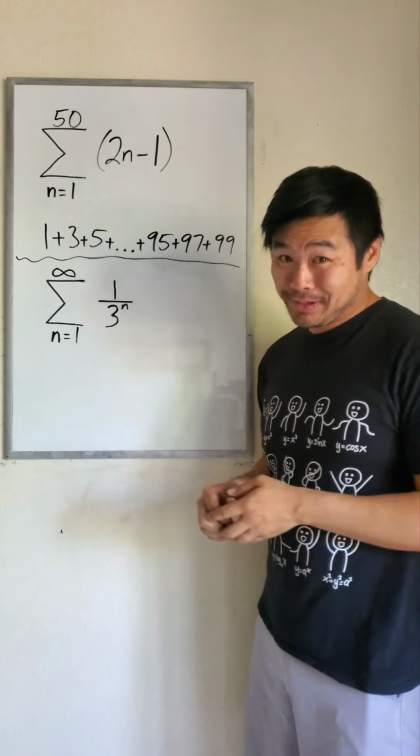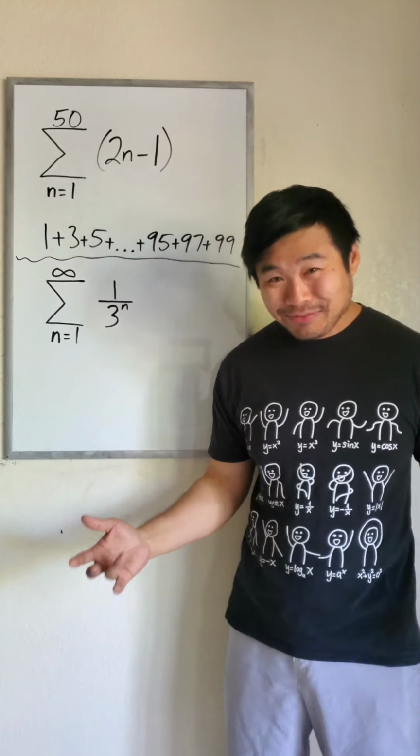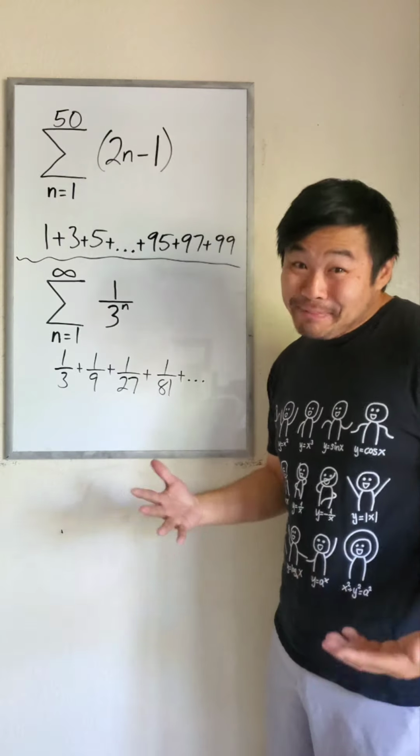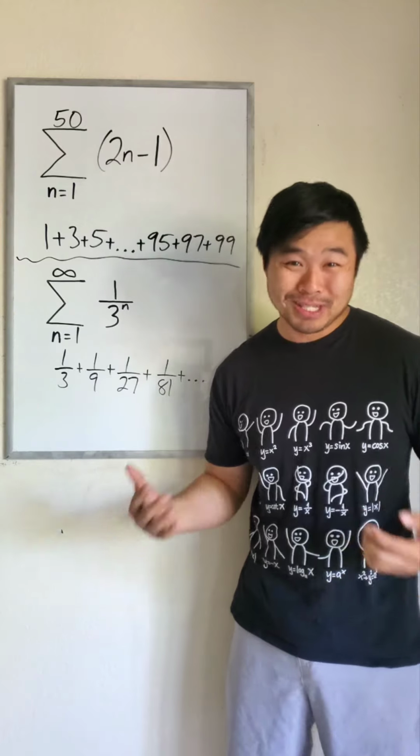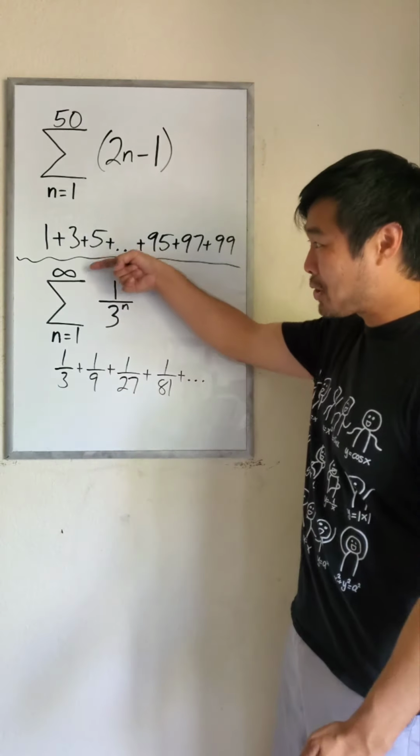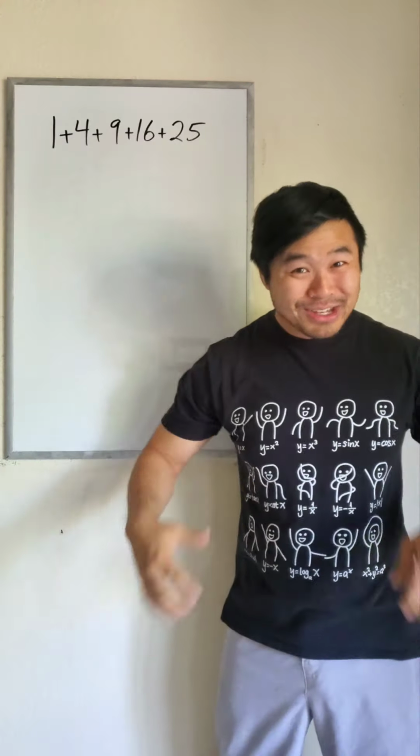Now let's try this one. What is this one saying? Pause here if you need the time. Yep, this is 1/3 plus 1/9 plus 1/27 and so forth. And this goes on forever. Now let's go the other way.